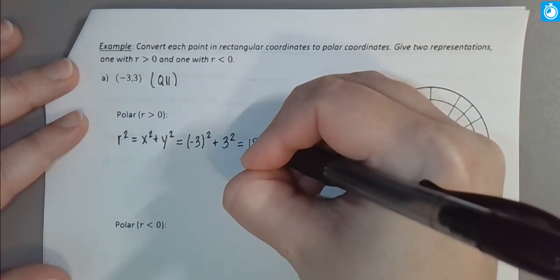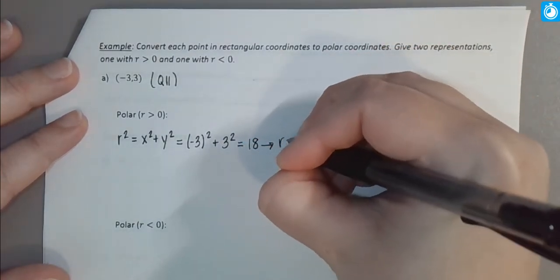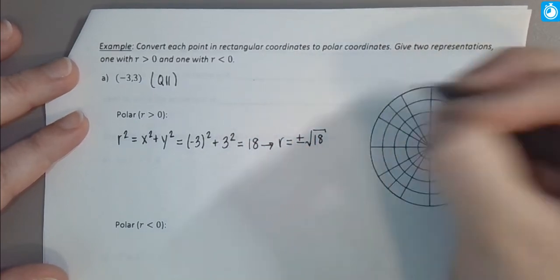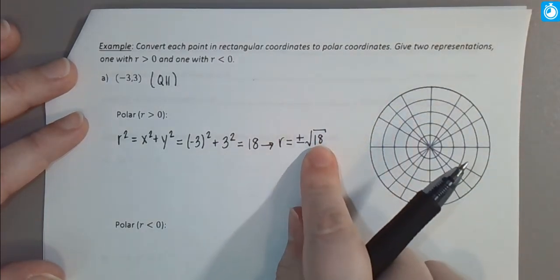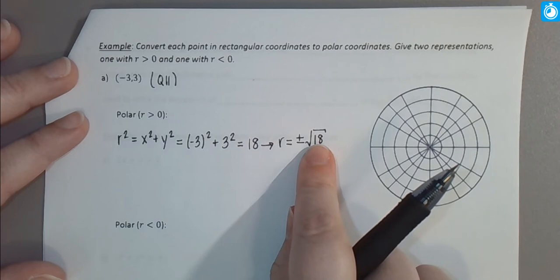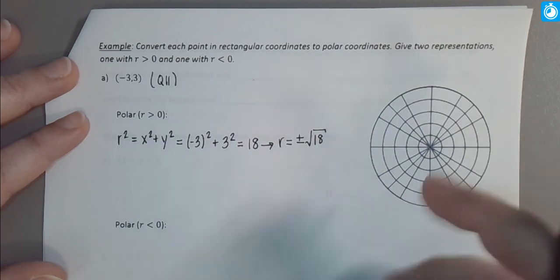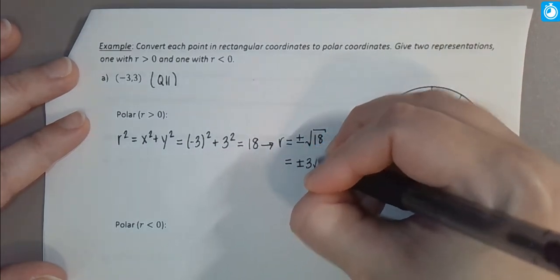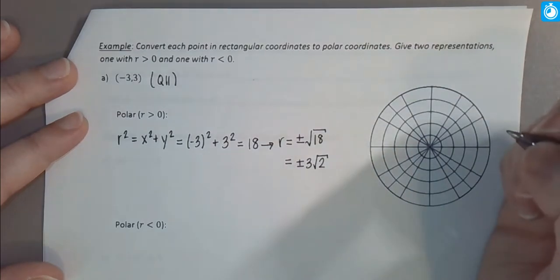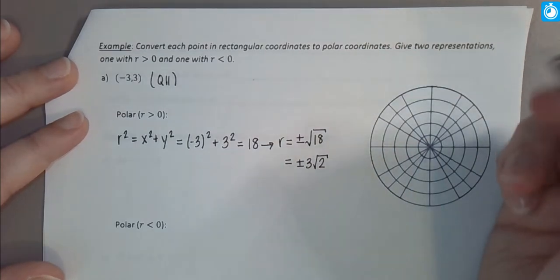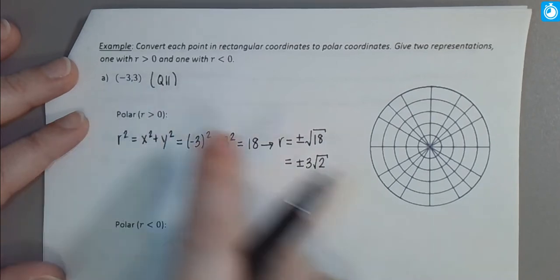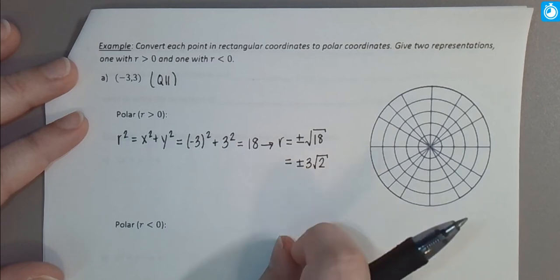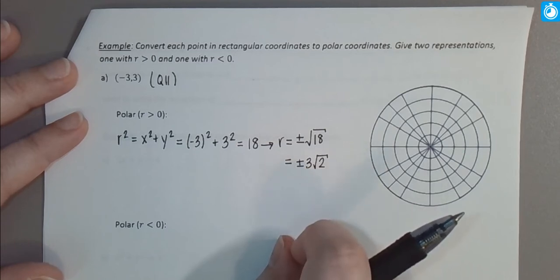So that's going to be 18, which means that r is going to be the positive or negative square root of 18. Now we know 18 is not a perfect square, but it is divisible by the perfect square 9. So we can take the square root of 9 separately, which would give us a 3, and then we would be left with the 2 from that 18. So that means in order to represent this location in polar coordinates, either we have to have a positive 3 root 2, or we have to have a negative 3 root 2.